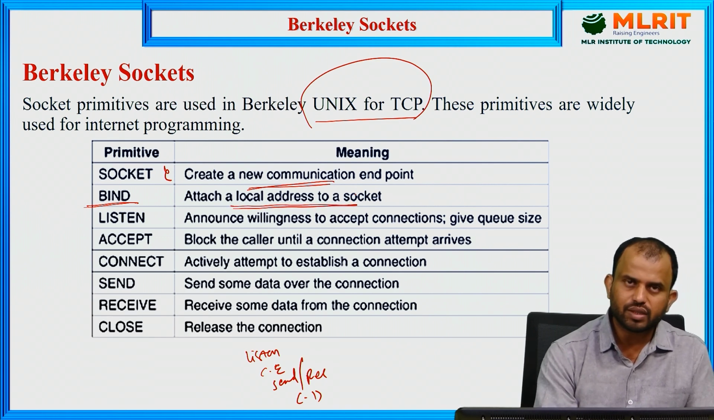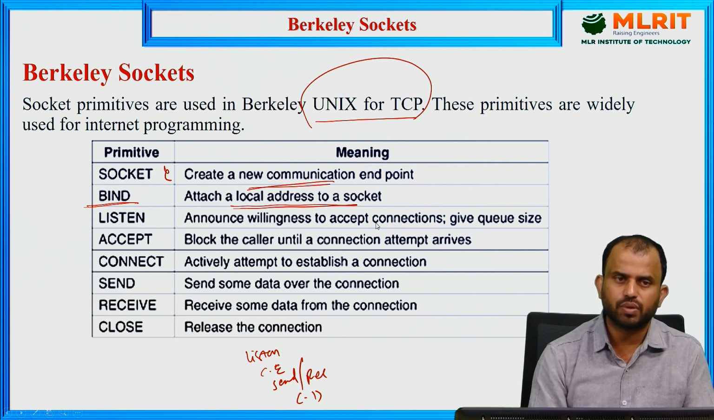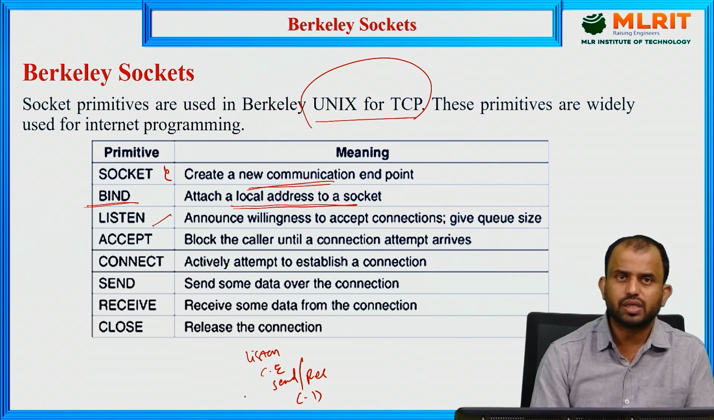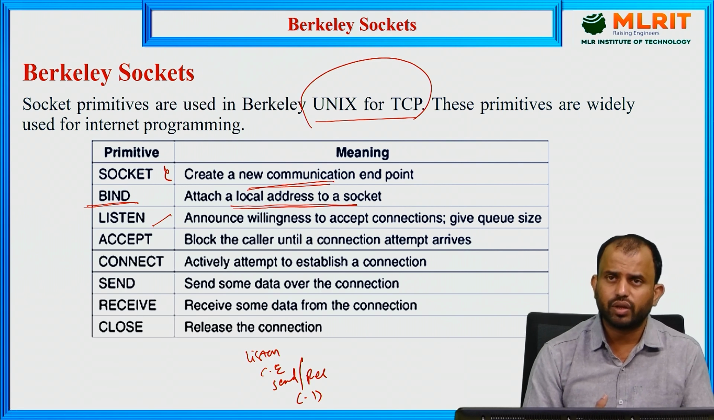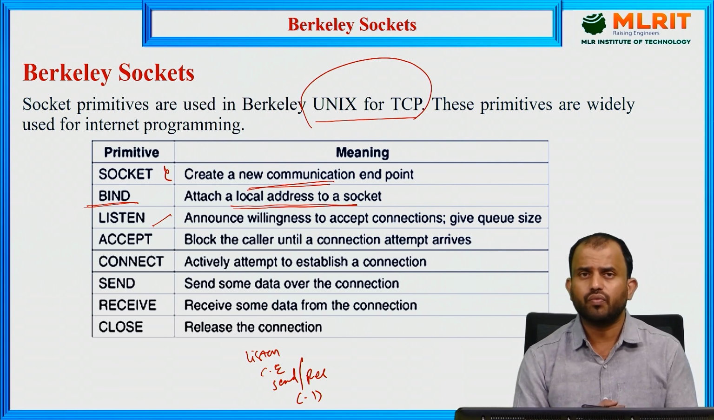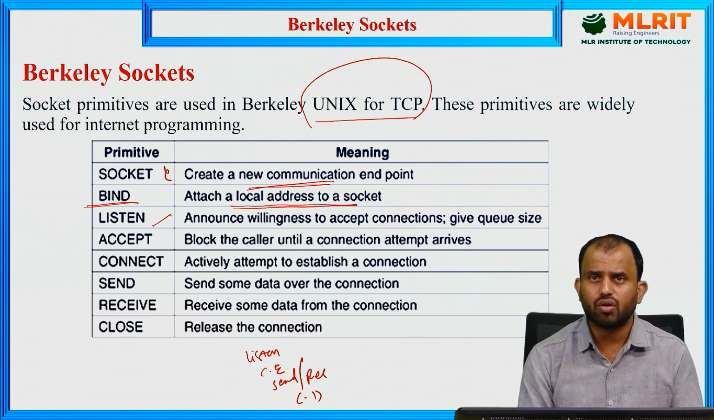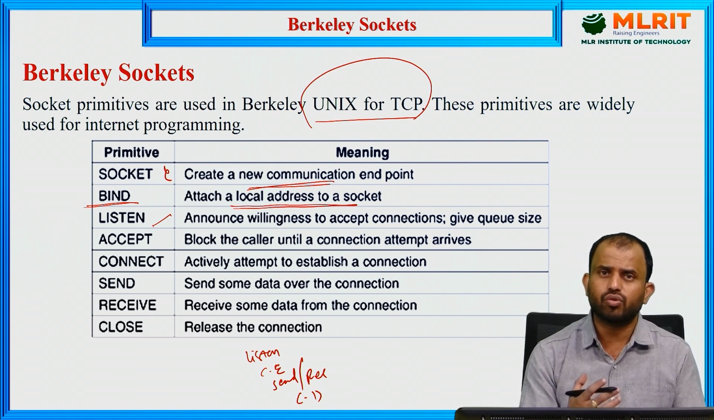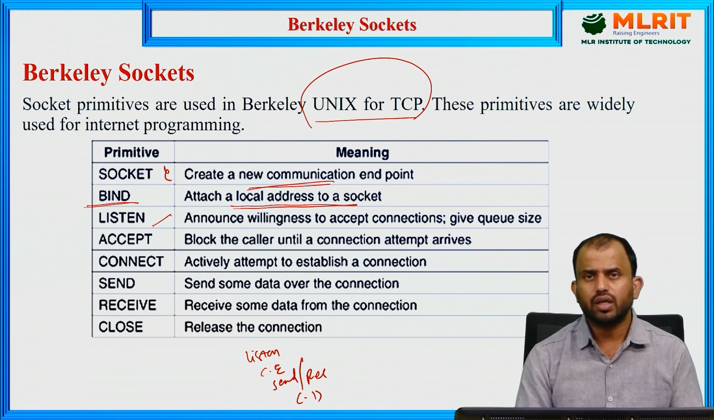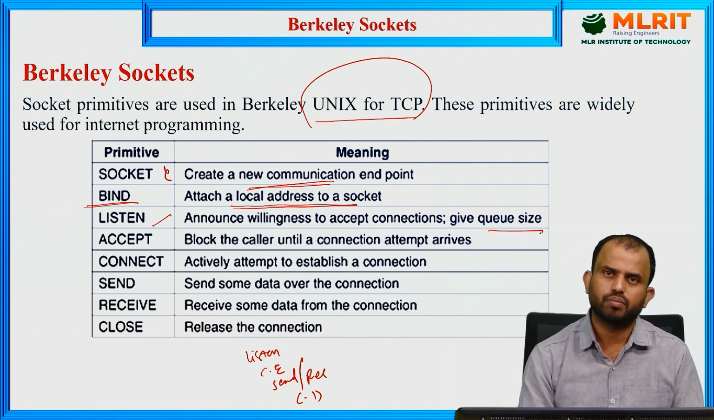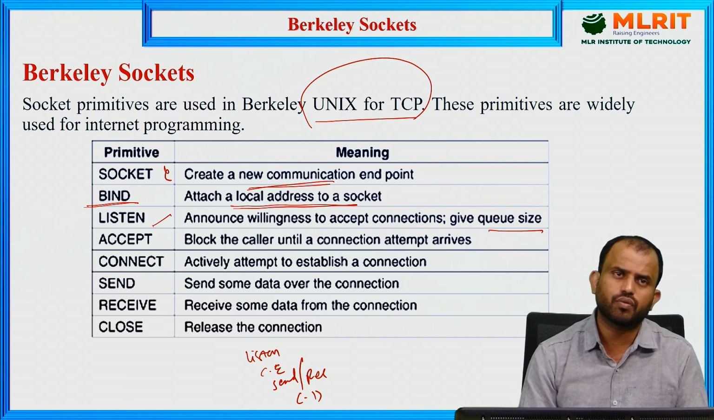After successful connection establishment, we go for listen. What is listen? We announce whether we are in a busy state or an idle state, that is, the willingness to accept connections. If it is in an idle state, it can accept the connection. If it is in a busy state, it keeps the request in a queue structure. That is the information we call listen.